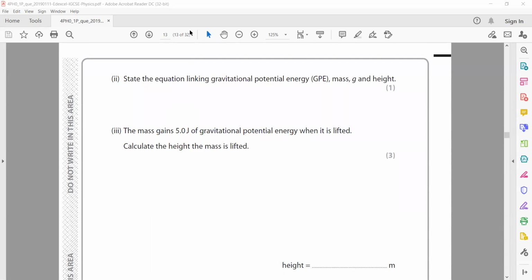State the equation which relates the gravitational potential energy, mass. So PE is equal to mgh. The potential energy is given, 5. What about the mass? It is 780 grams, so the mass should be in kilograms, so we'll divide by 1000, which will be 0.78. Gravity is 10 and the height h is there, so 5 divided by 0.78 times 10, this will give us the height, which is coming out as 0.64 meter.